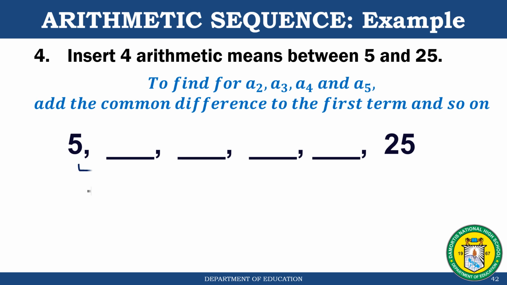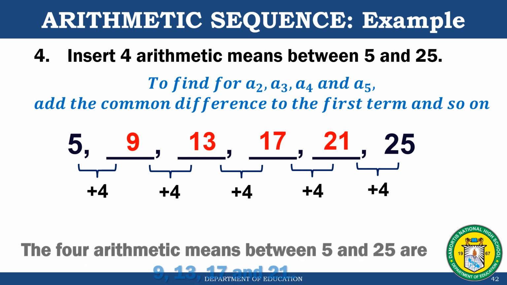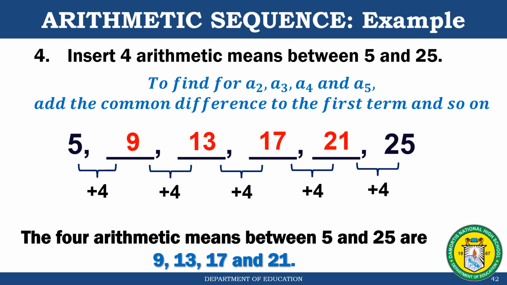So 5 plus 4 will give you 9. Then 9 plus 4, 13. And 13 plus 4, 17. And 17 plus 4 will give you 21. And to check, there is still a common difference between 25 and 21, the answer is still 4. Therefore, what are the 4 arithmetic means to be inserted between 5 and 25? We have 9, 13, 17, and 21. Did you get it? Well done.